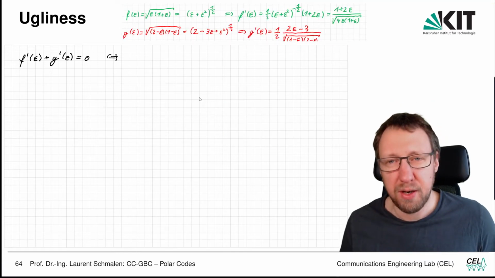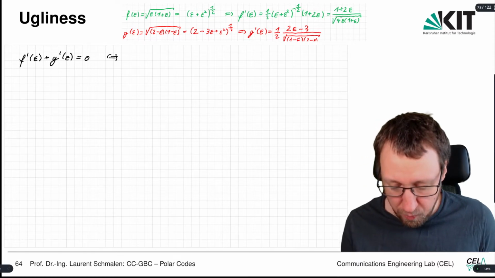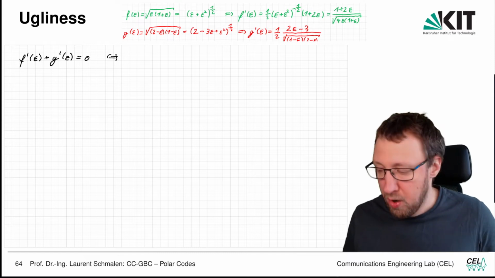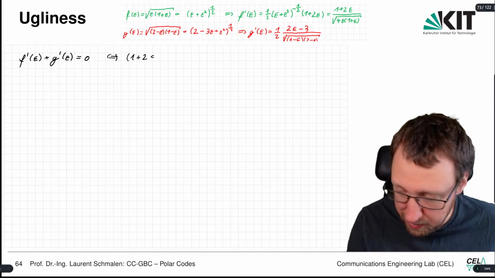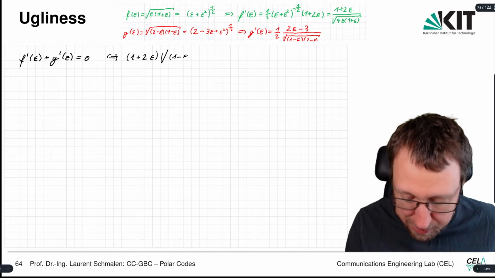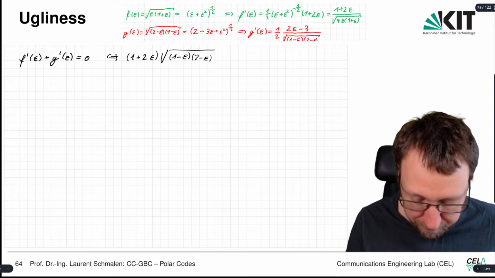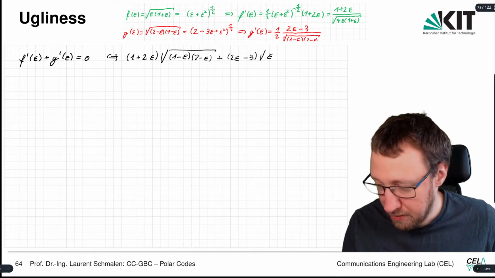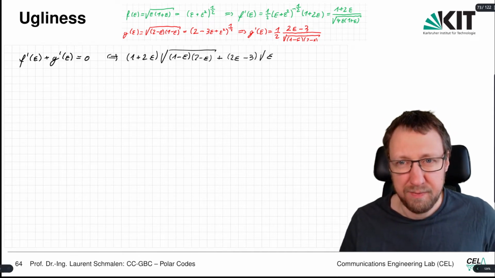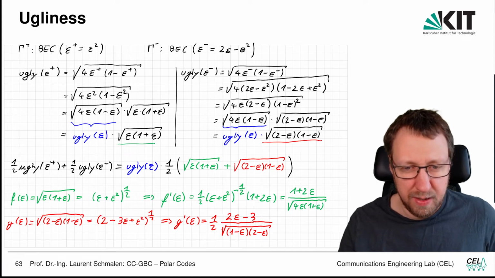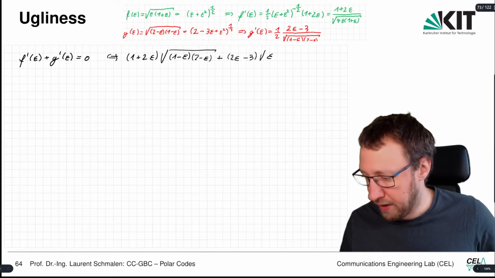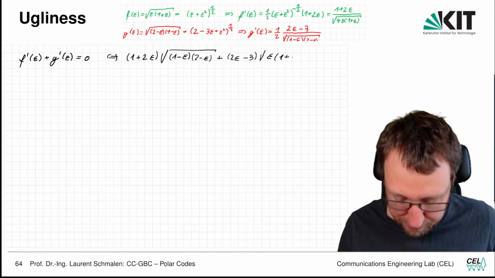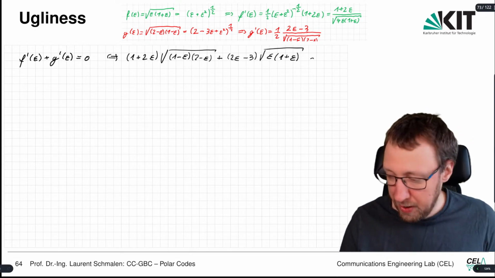So what we do is we put those on a common denominator, and then we multiply, and the numerator must be equal to 0. So bringing this to a common denominator, it will be equal to 1 plus 2 epsilon times the square root of (1 minus epsilon) times (2 minus epsilon), plus (2 epsilon minus 3) times the square root of epsilon times (1 minus epsilon). And there's a factor 1/2, epsilon times (1 plus epsilon). Yes. And this must be equal to 0.